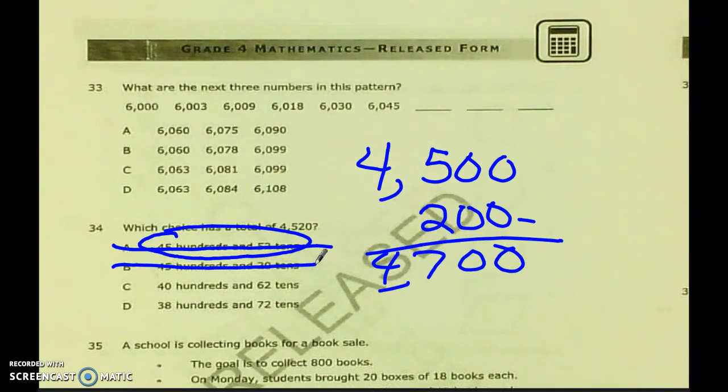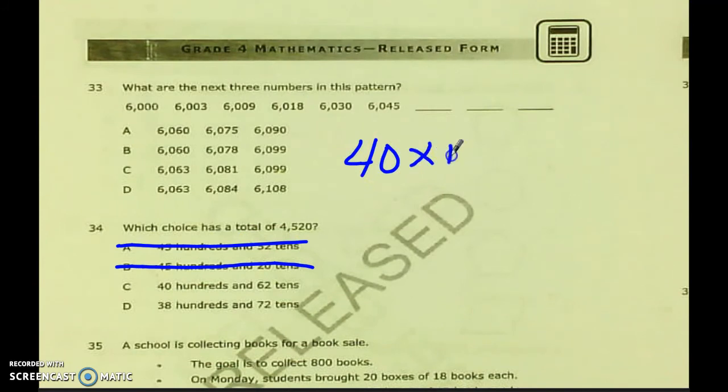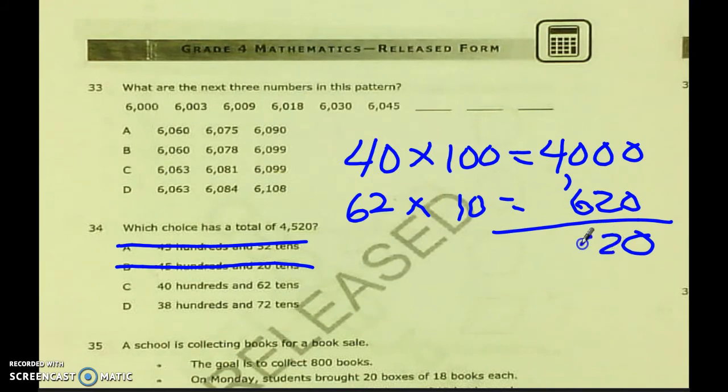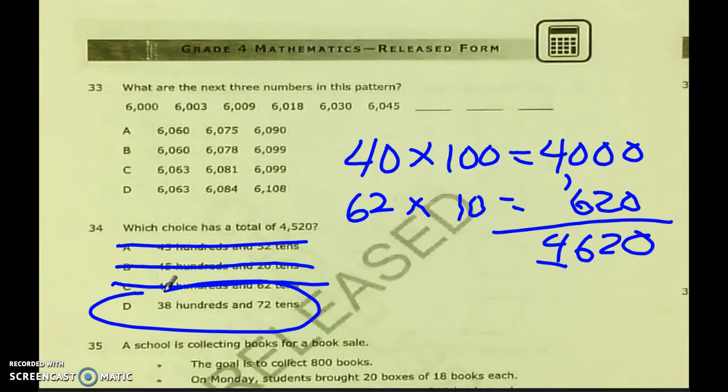40 hundreds. Let me erase this again. So we've already eliminated those two. 40 times 100. That's 40 with 2 zeros. That's 4,000. And 62 tens. 62 times 10 is 620. 4,620, that's not what we're looking for. So there's our last answer. It's got to be that.